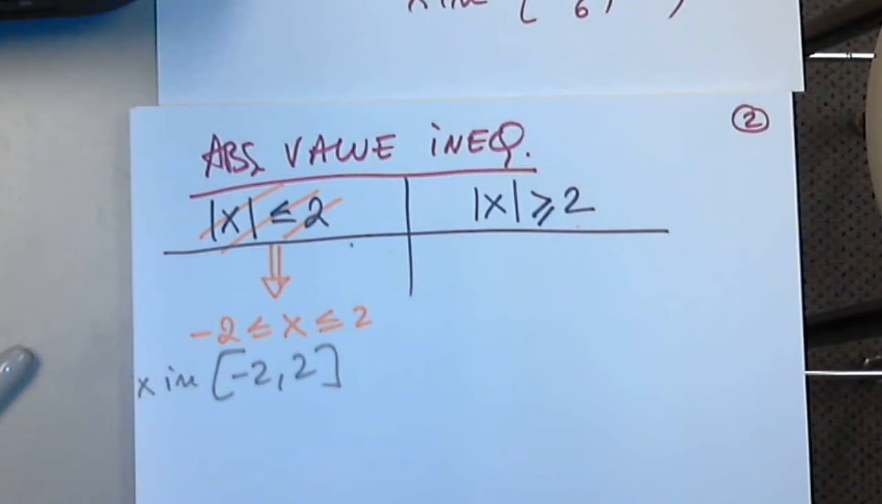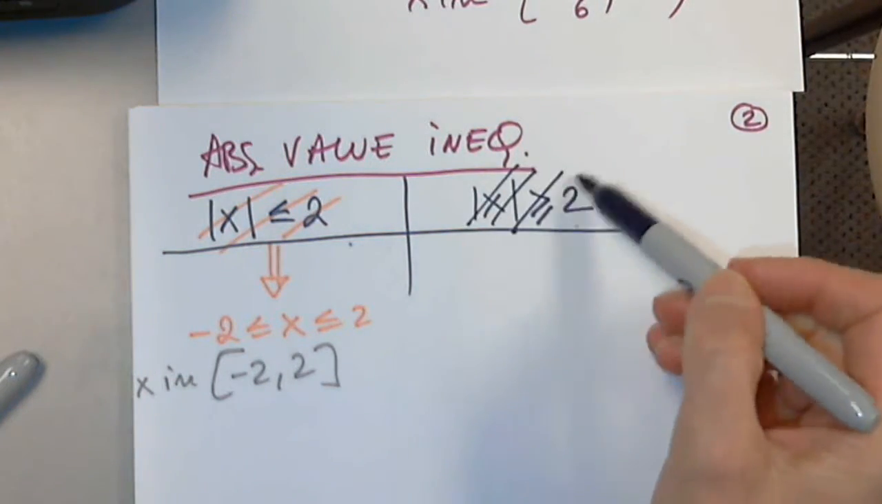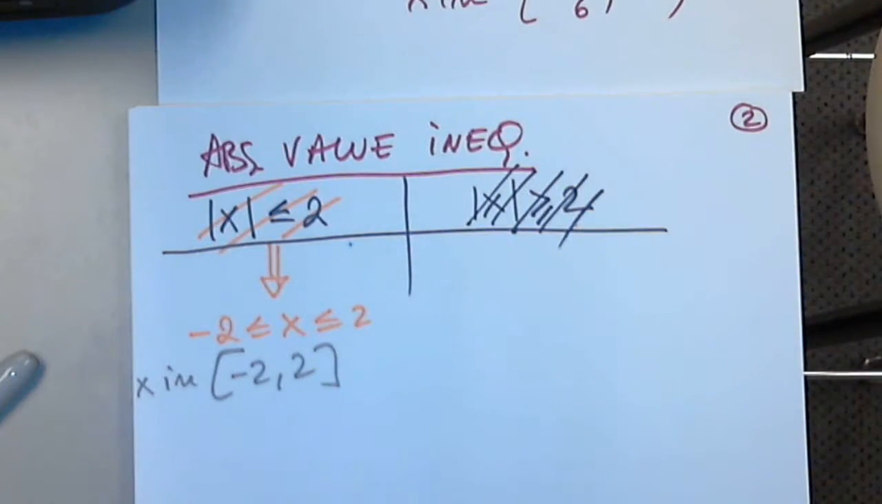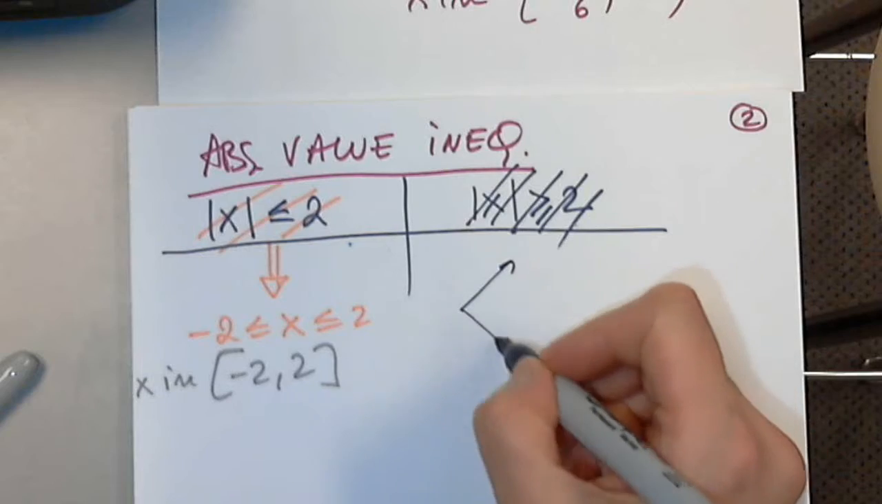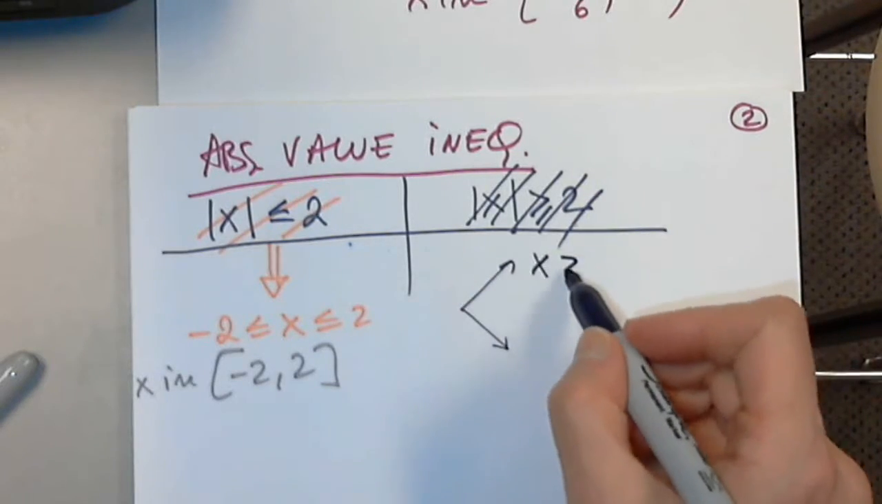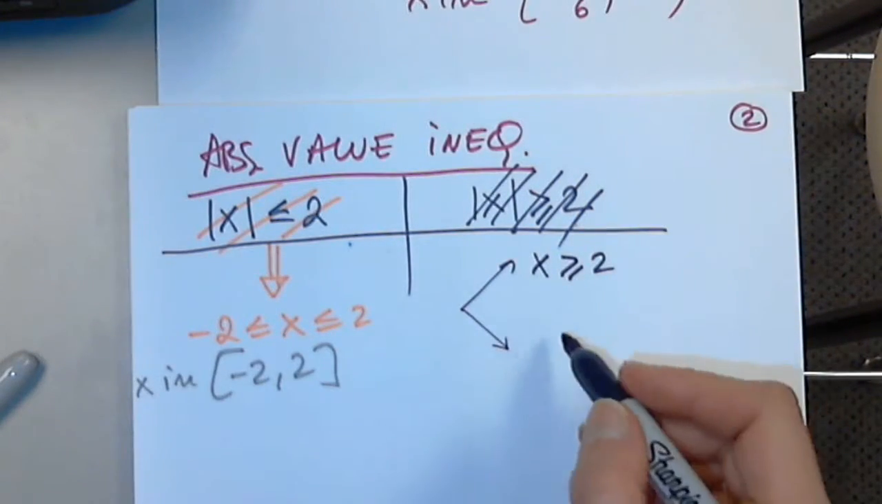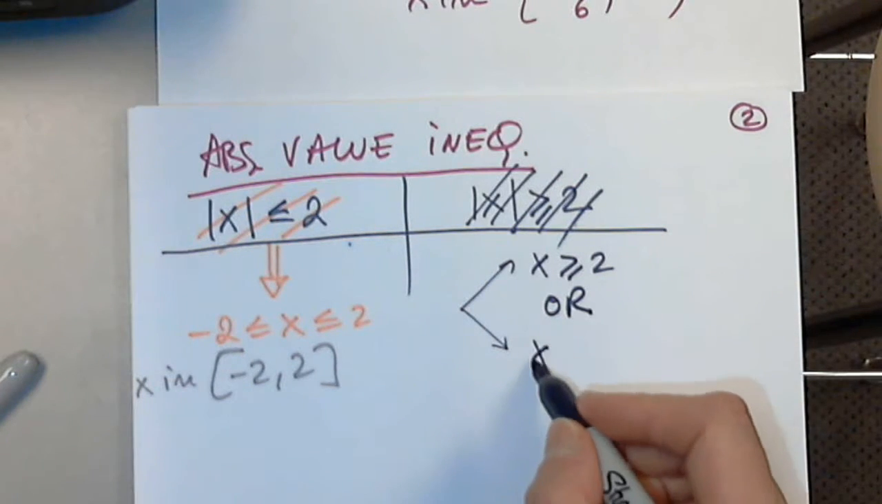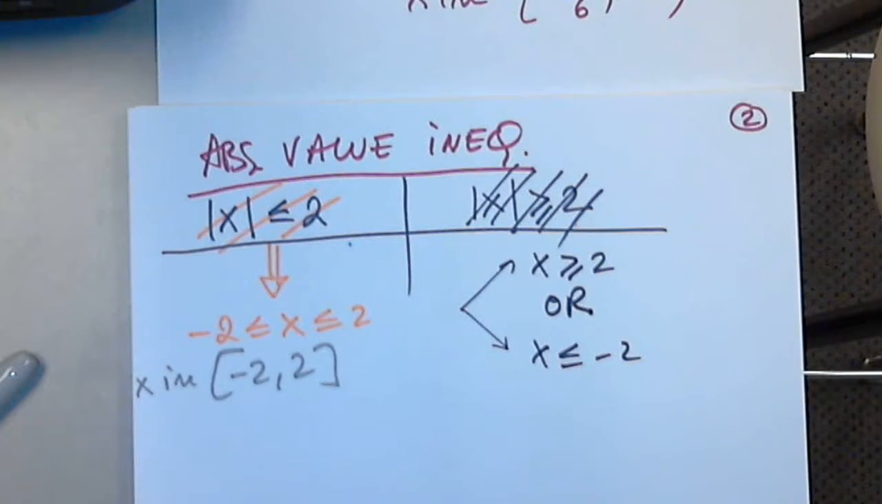Where will those numbers be? To the left of negative 2, or to the right, exactly. Again, don't write this. I'm trying to make a point, something for you to remember. I can solve that. But now I will have to solve x greater than or equal to 2, exactly what you told me, or x less than or equal to -2.